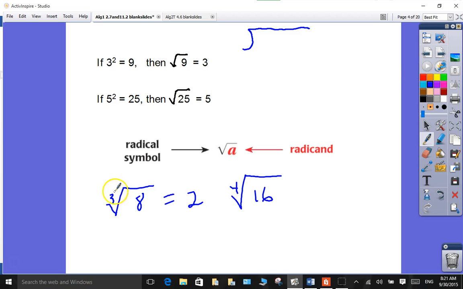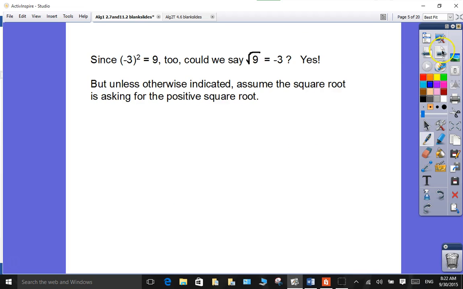And that number right there, just to let you know, is called the index. So the index of this is 2. And it's kind of like when you raise something to the first power, you don't write the 1. If you have a leading coefficient of 1, you don't need to write it. Same thing here. Square root is blank.